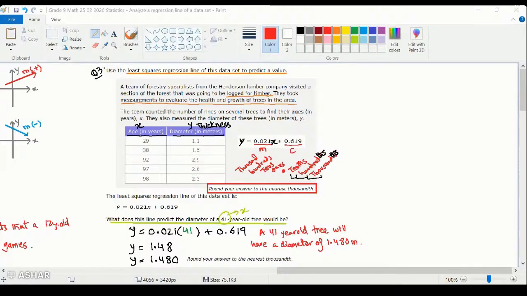The next question says, use the least square regression line of the data set to predict your answer to the nearest integer. Round your answers to the nearest integer. Let's see, question number 4.